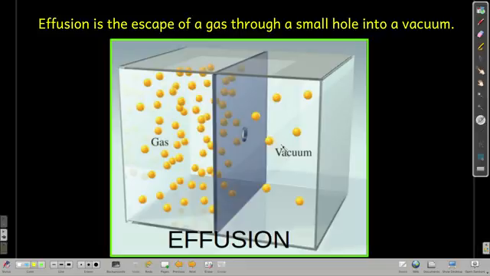Now, let's imagine that we have two different gases over here. Now, let's start out with the hole closed, all right, and the vacuum over here. Just imagine that, okay? Now, let's open up the hole.